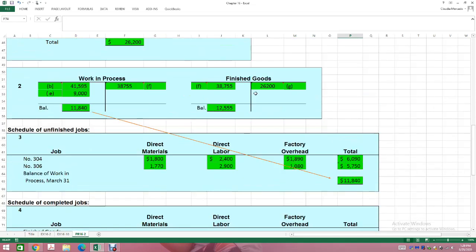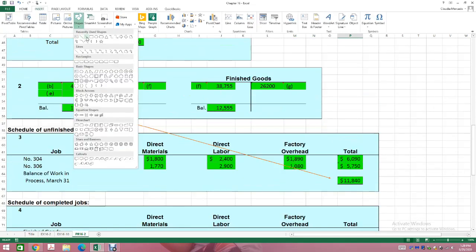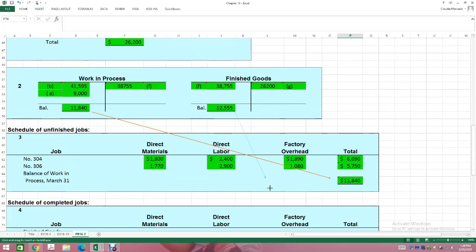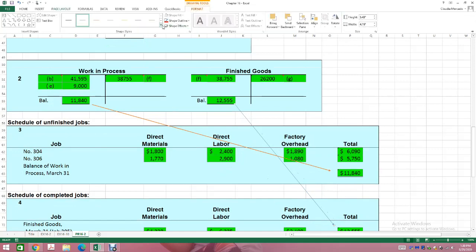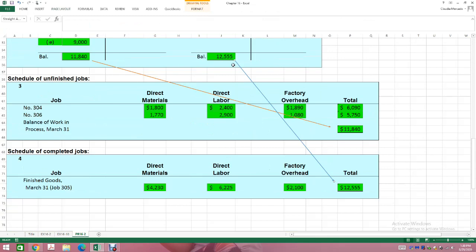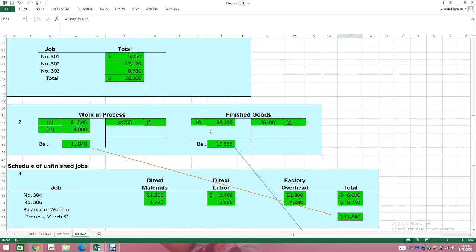So now your finished goods T account shows you a balance of 12,555. Okay? So now, when they ask you, what makes up 12,555? Well, what makes up the 12,555 is job number 305. That has been completed. It's sitting in my warehouse. I still need to ship it out. It's done, complete. This is what I spent on it, and that's what made that $12,555. That represents the completed job 305 that's sitting in my finished goods inventory account.